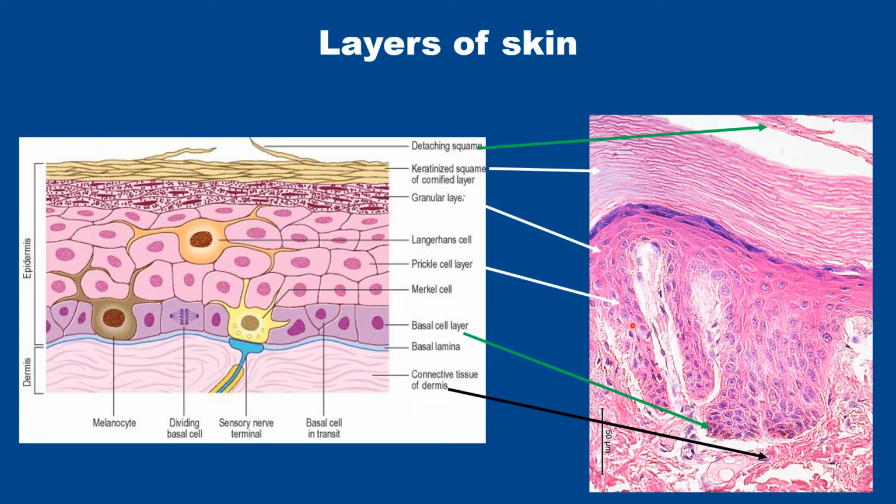The last layer is the stratum basal. The stratum basal contains darker cells. Here you can see they are cuboidal cells. Their nucleus is round and they are dark.